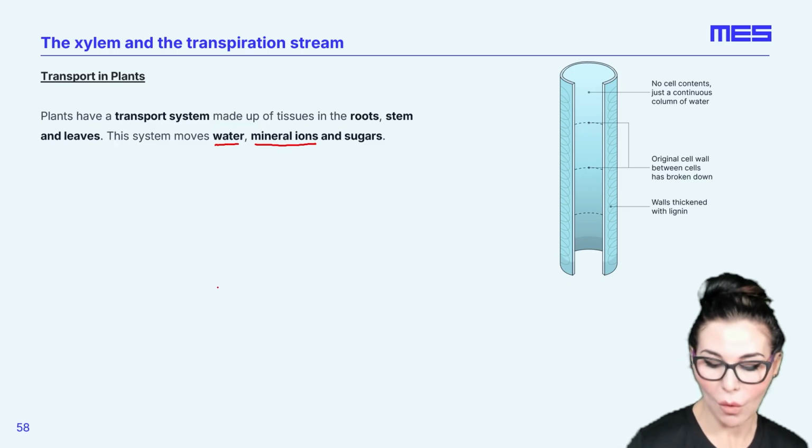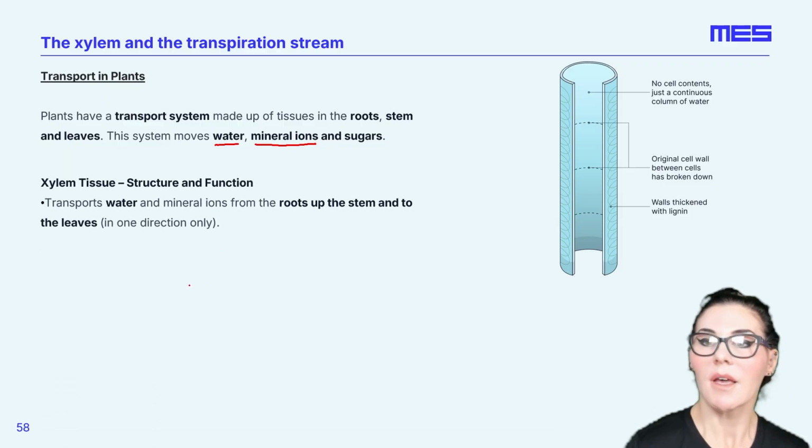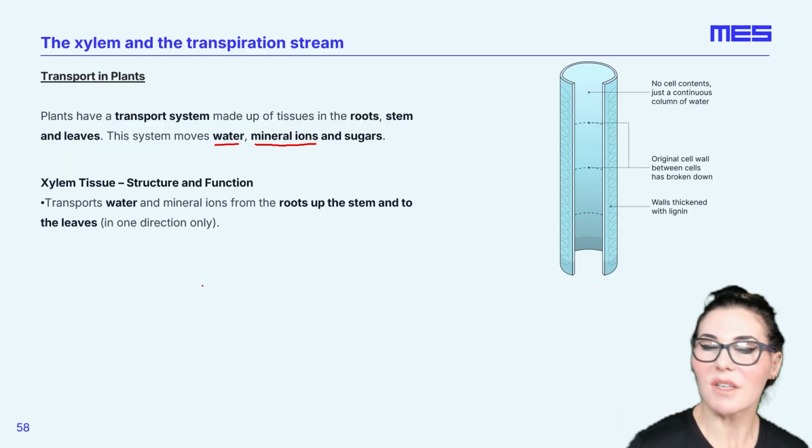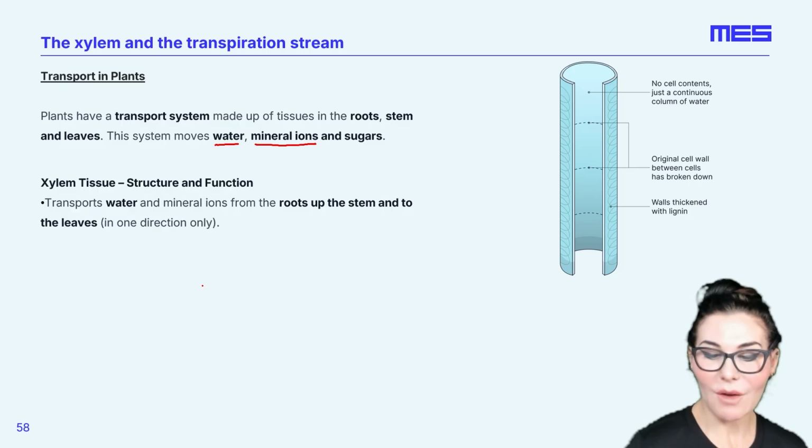It always moves upwards. Now in order for the xylem to do this really well, it's very adapted to its function in its structure. Water will always move upwards in one direction only, and that's driven by the transpiration that happens at the leaf surface, which we'll take a look at in a minute.